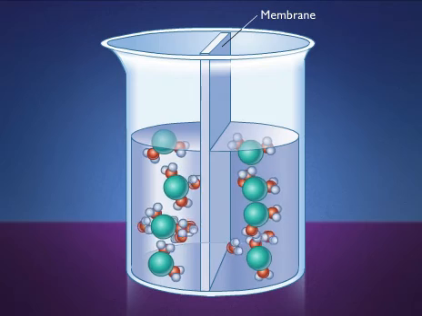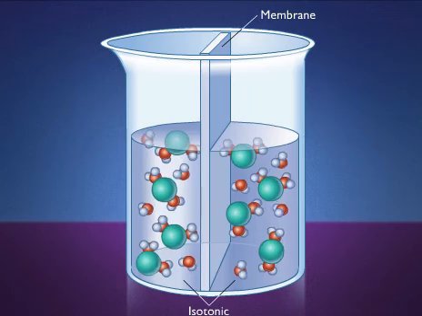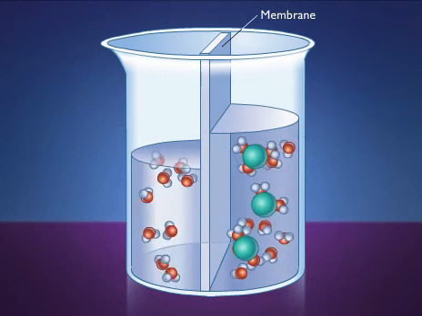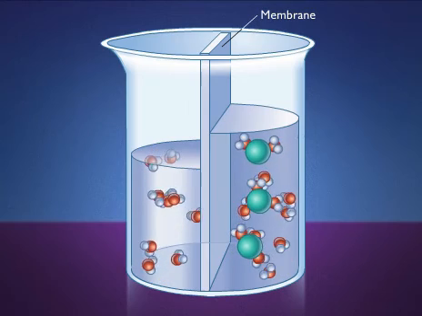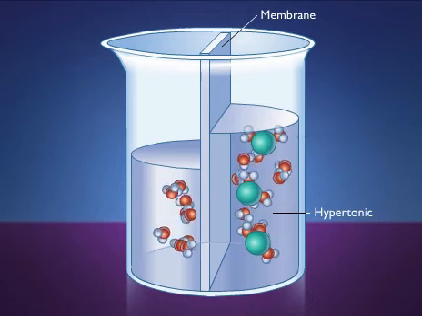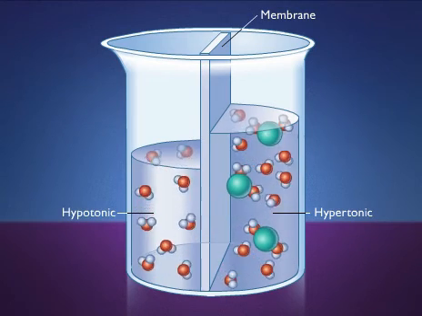Now, if we've got those two solutions with equal concentrations, we have something called an isotonic solution. If we've got one where we've got a higher concentration of solutes, so on the right, that is known as hypertonic, whereas one with a lower concentration of solutes is hypotonic.